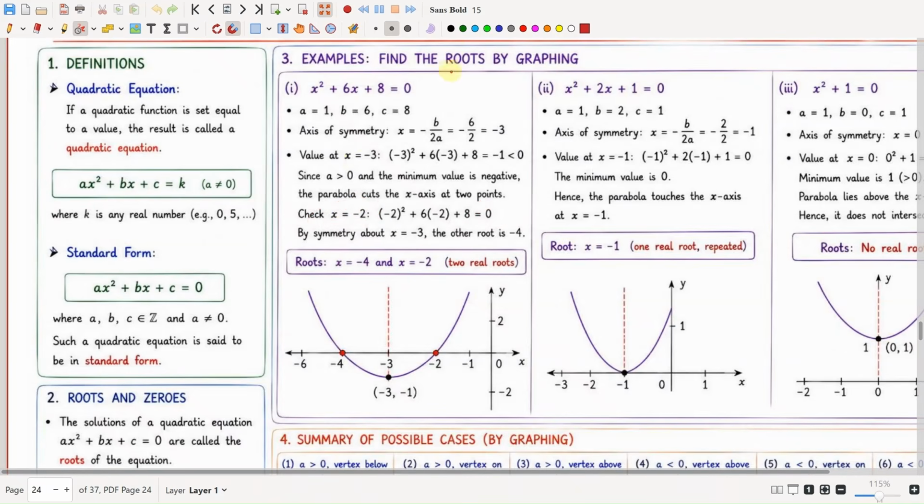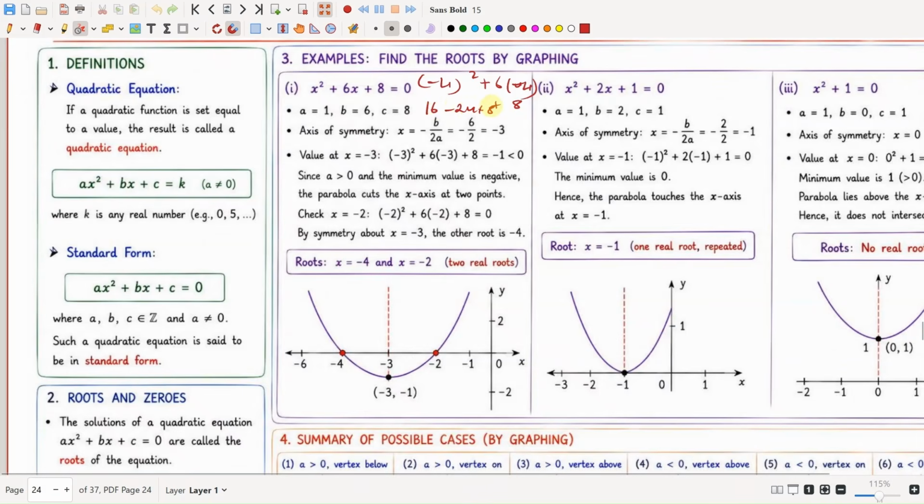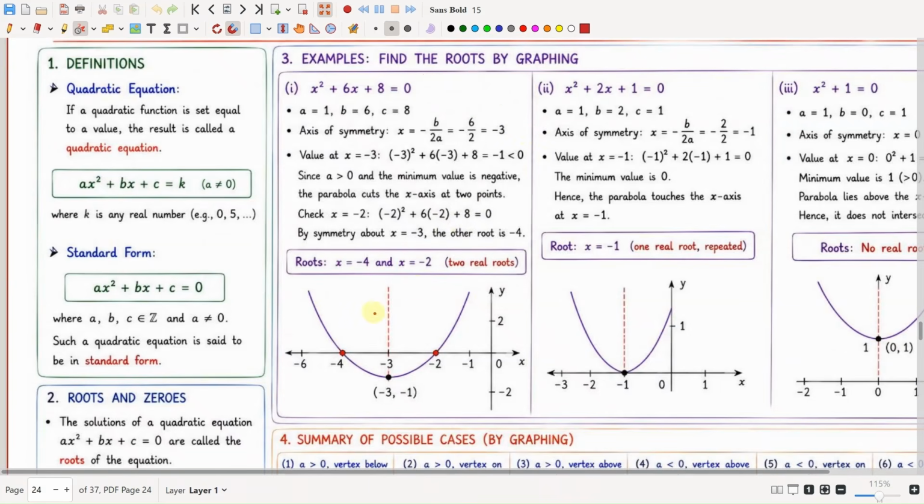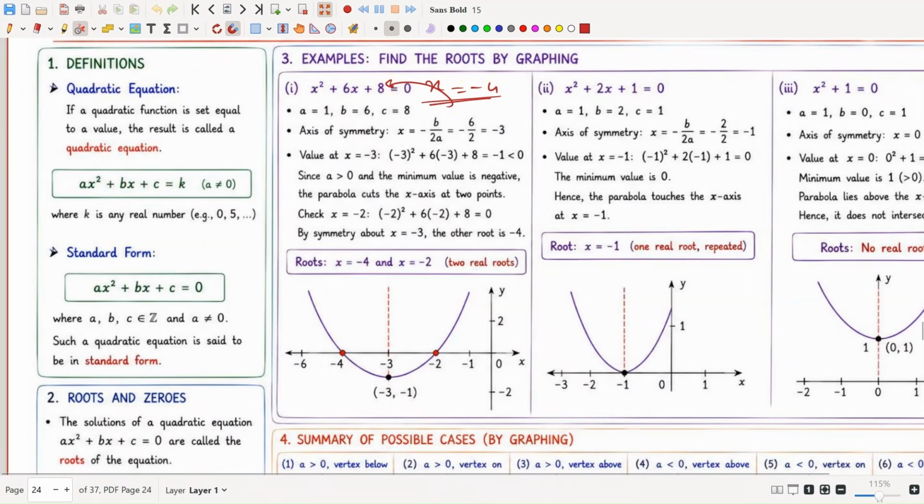Similarly, when you take x is equal to minus 4, (minus 4) the whole square plus 6 into minus 4 plus 8, which means 16 minus 24 plus 8, which is 24 minus 24, which is equal to 0. So see here, when I put x is equal to minus 4 in this quadratic equation, I'm getting the f of x value as 0.